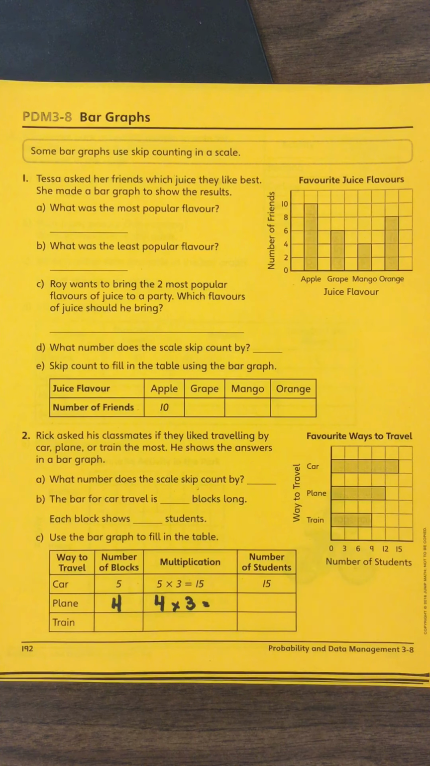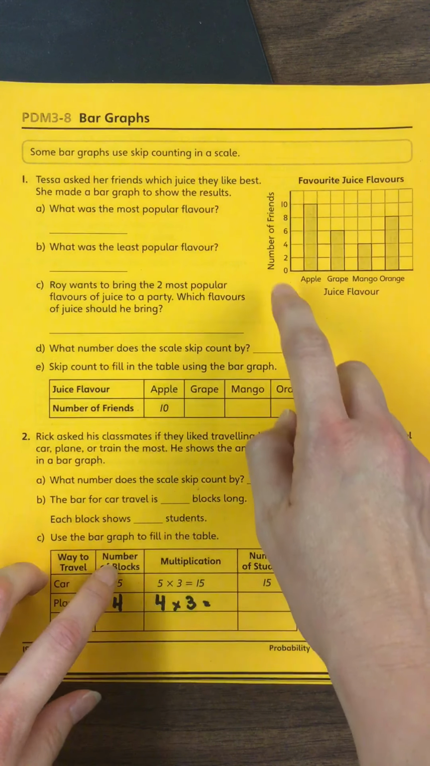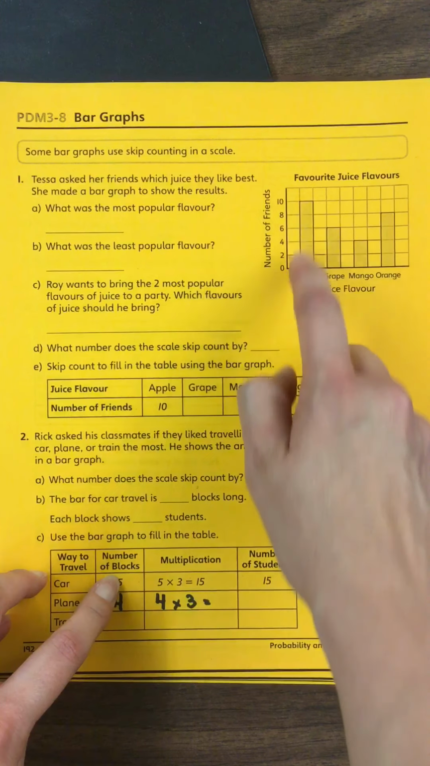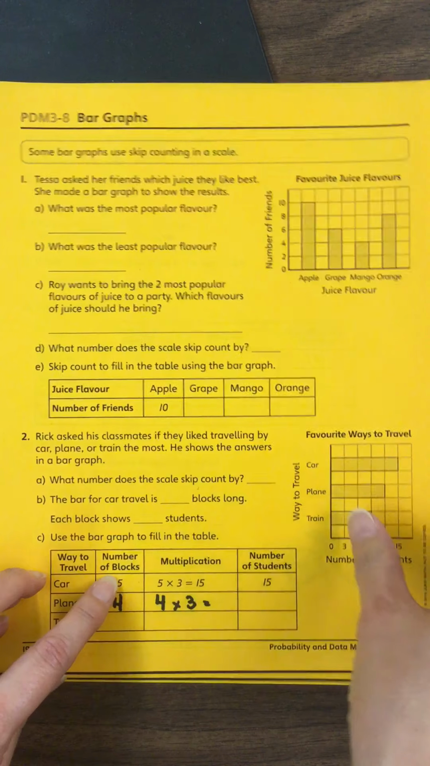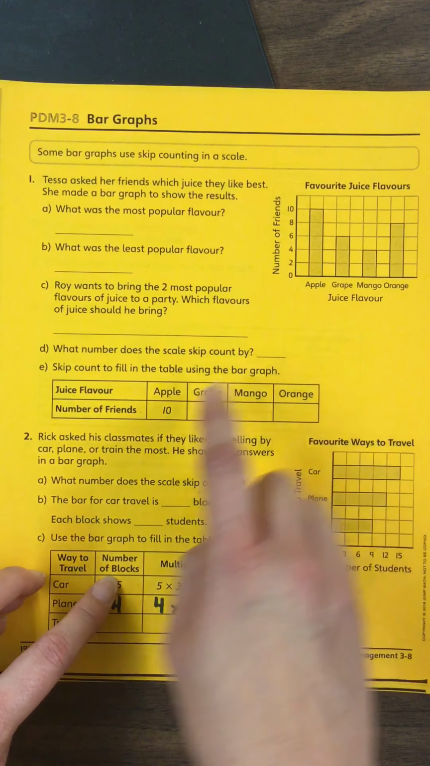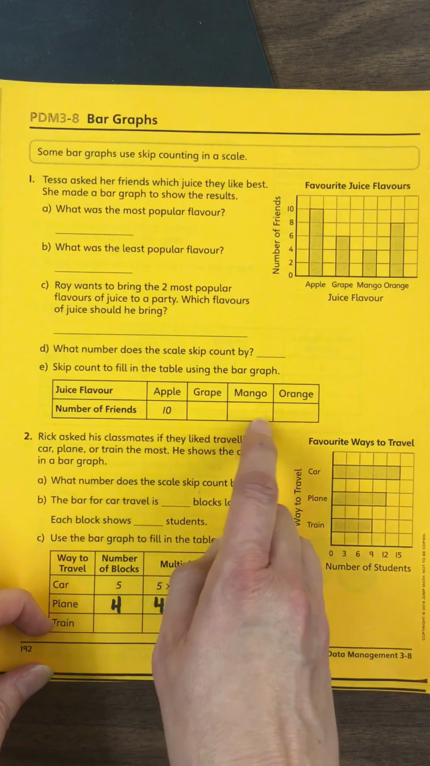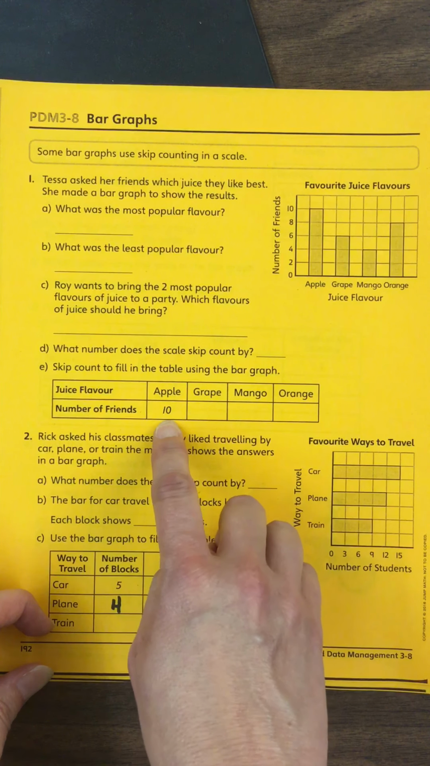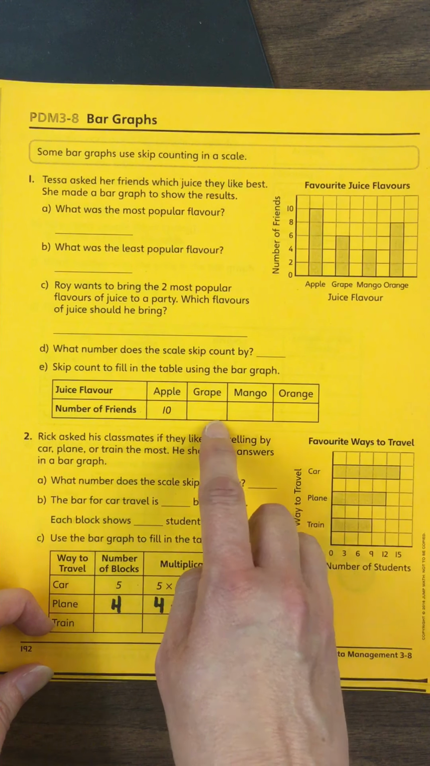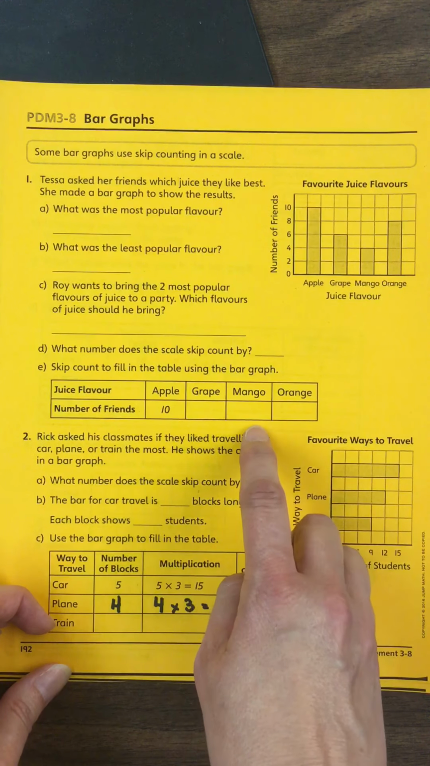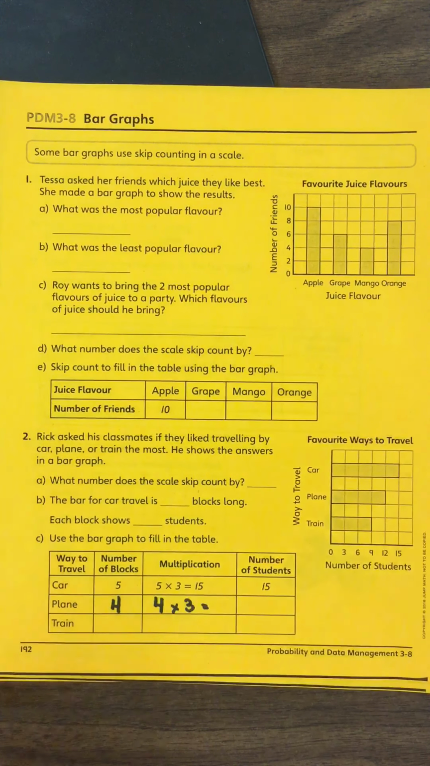And letter D asks, what number does the scale skip count by? That's a great question, because this scale can change. What is it skip counting by here? All right, write that down in this space. And then I want you to skip count to fill in the chart. 10 students liked apple, and you're going to fill in how many liked grape, mango, and orange using that scale.